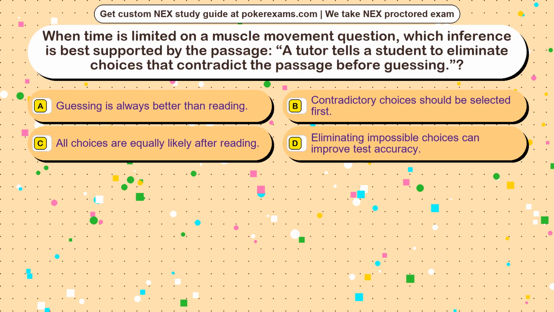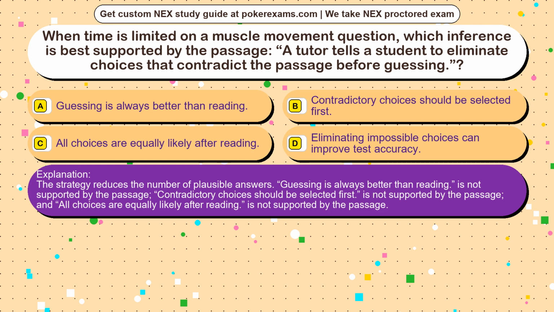The correct answer is option D. The strategy reduces the number of plausible answers. Guessing is always better than reading is not supported by the passage. Contradictory choices should be selected first is not supported by the passage, and all choices are equally likely after reading is not supported by the passage.